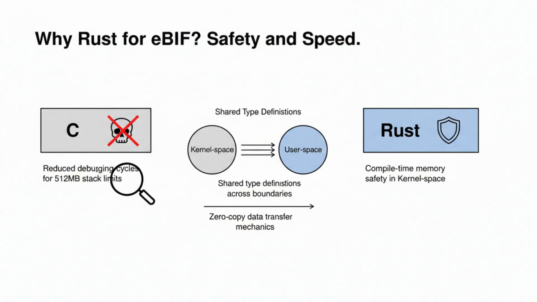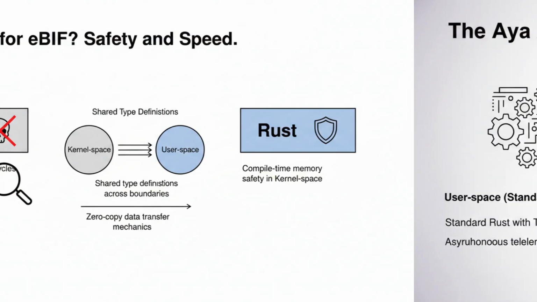Furthermore, Aya enables shared types. By using crates like Aya-opt and bincode, we can achieve zero-copy data transfers between the kernel and user space. This is critical when you are processing millions of events per second across a global cluster. We shift the burden of safety from the developer's vigilance to the compiler, allowing our infrastructure engineers to focus on logic rather than debugging segmentation faults in production.